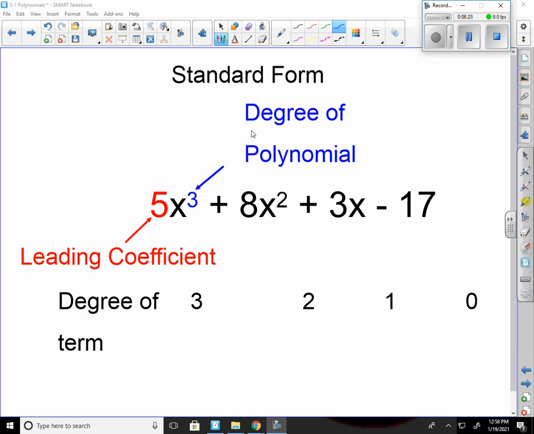The degree of our entire polynomial is the highest number. And our leading coefficient is the number that's in front of the highest term. So 5 would be our leading coefficient, and 3 would be the degree of the polynomial.